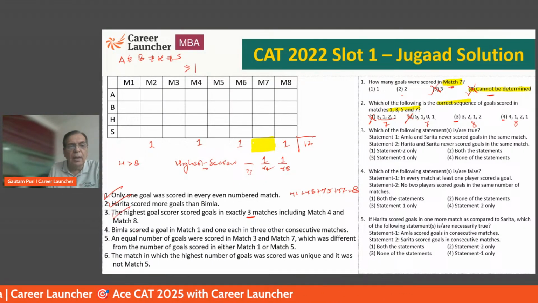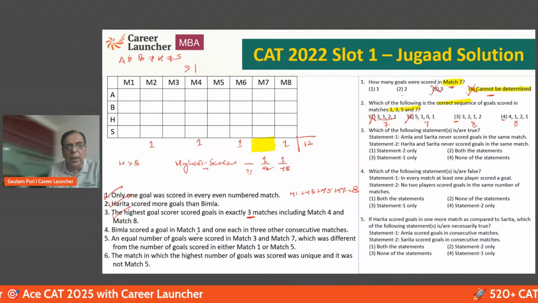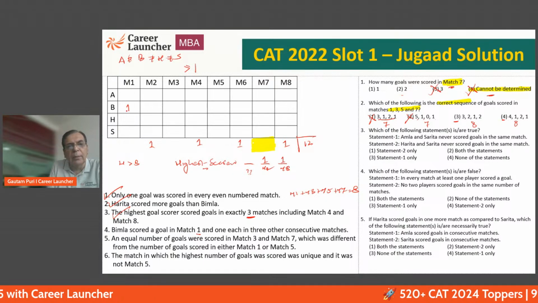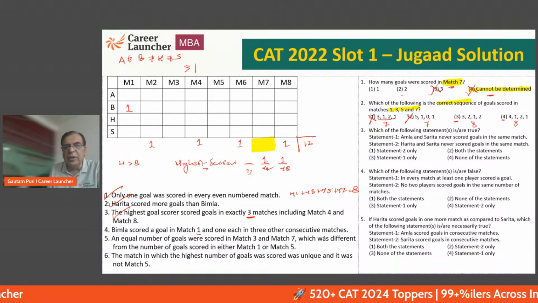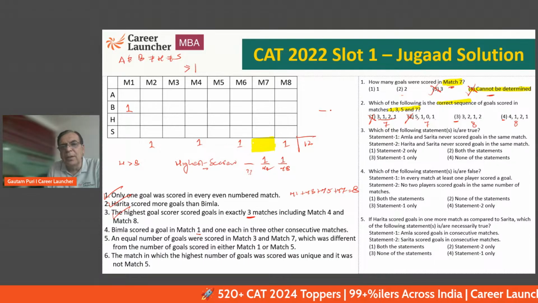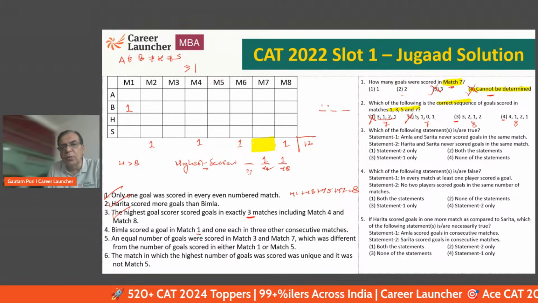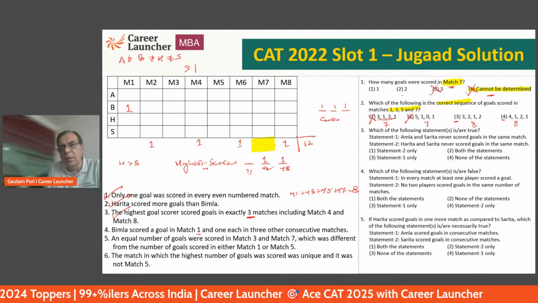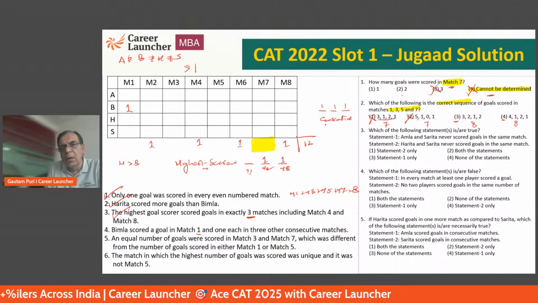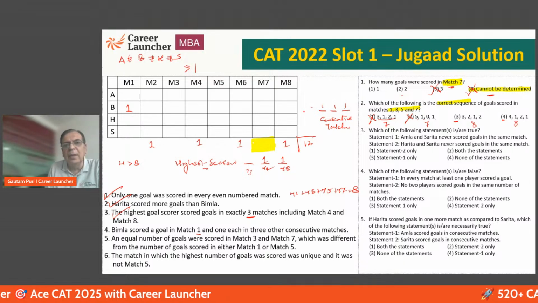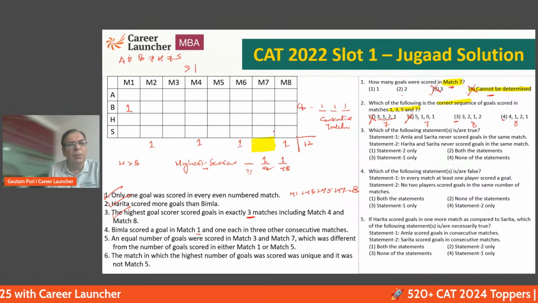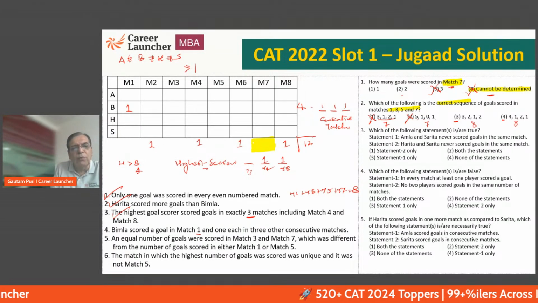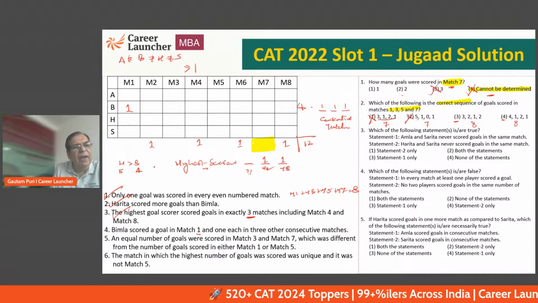Bimla scored a goal in match 1, and 1 each in 3 consecutive matches. 1, 1, 1, and these are consecutive matches. What does that mean? Bimla has scored a total of 4 goals. Now, if Bimla has scored a total of 4 goals, that means Harita will score at least 5 goals.